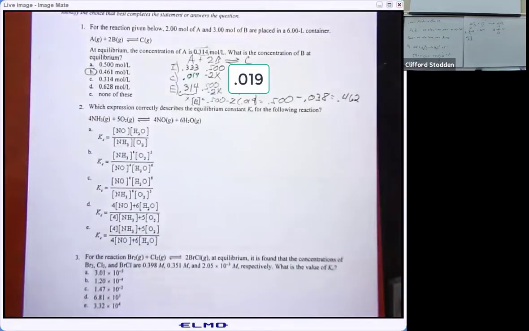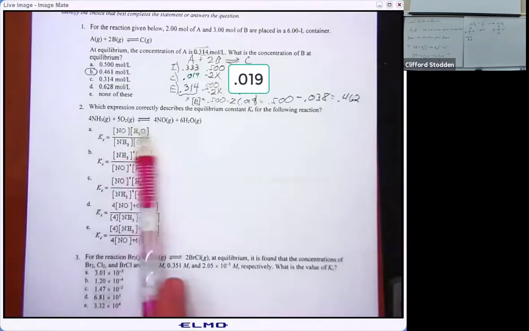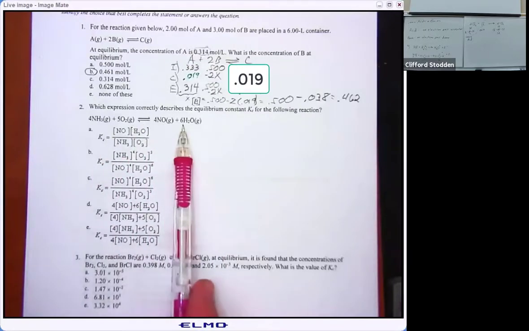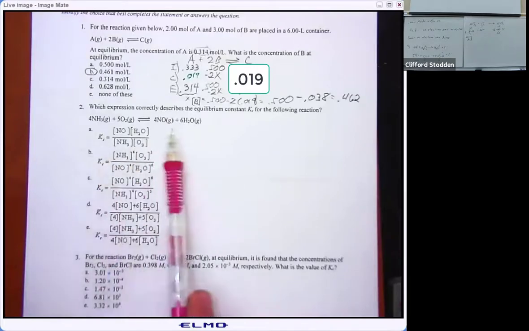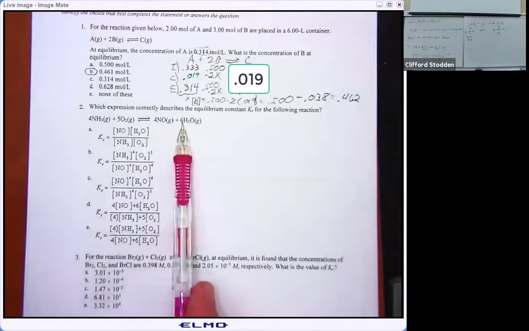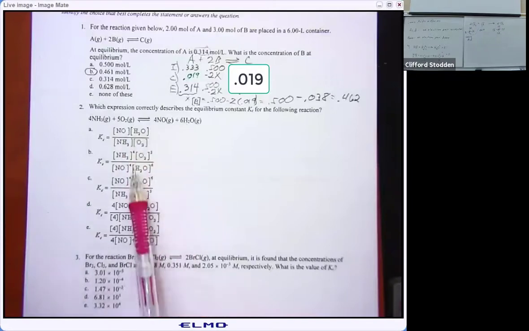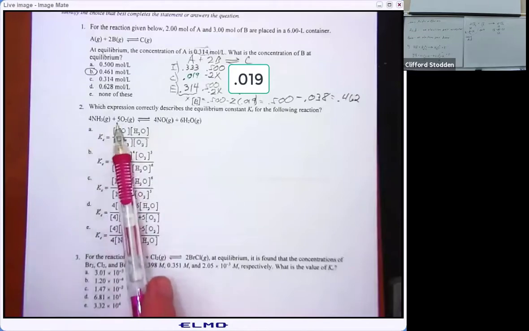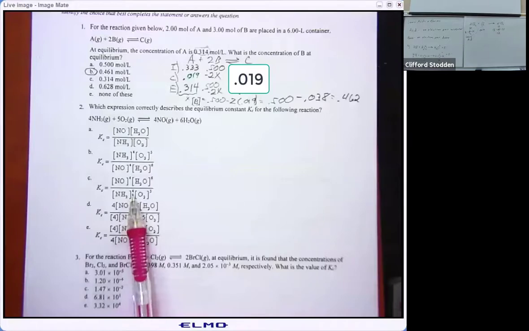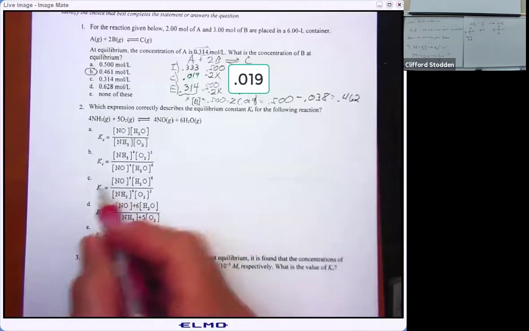Number 2, which expression correctly describes the equilibrium constant for the following reaction? Okay, so this is a reversible reaction. These are all gases, so they all go into the expression, even the water. So you have products over reactants. You have a 4 for the NO and a 6 for the water, so you're going to look for those as exponents. The NO and the water have to be on top. They're on top. There's the 4 and the 6. And then the ammonia has a 4 and the oxygen has a 5. So that would match this as well, and so it looks like this is the answer for that one.